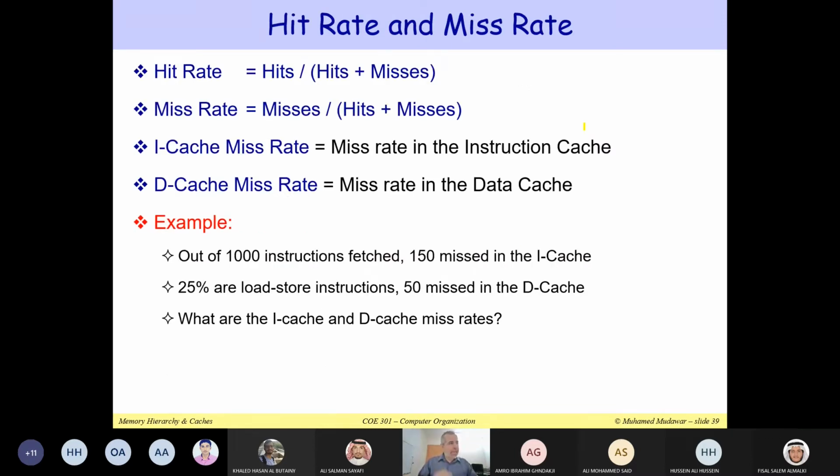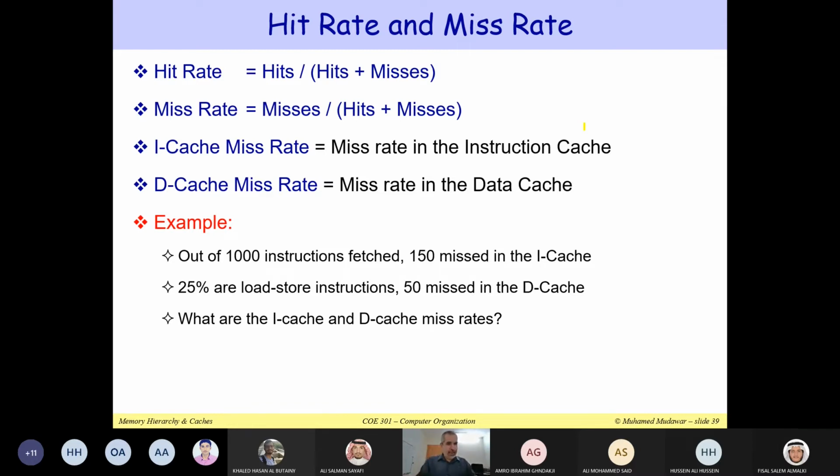Now, I need to talk about the hit rate and the miss rate. When the CPU accesses the cache, either we have a hit or we have a miss. That's it. You cannot really have something else. Either we hit in the cache or we miss in the cache. So you can look at every access to the cache, and you can say this access is a hit or this access is a miss, like we have seen in the example.